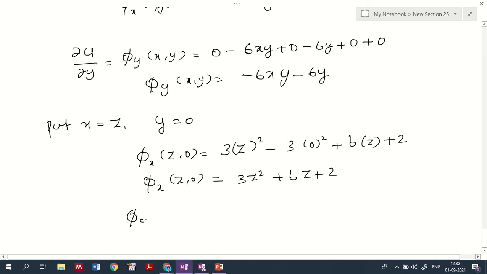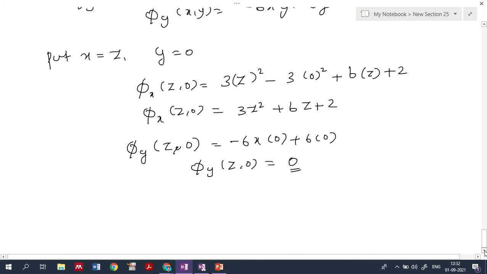And the next one is with respect to y, phi y of z, 0 is equal to what I will be getting. If I substitute here x is equal to z and y is equal to 0, this is equal to 0, that is phi y of z, 0 will be, I will be getting what? Minus 6 into 0 plus 6 into 0, that is what I will be getting. Phi y of z, 0 is equal to what? 0. Okay, now we got phi y of z, 0 and phi x of z, 0 here.